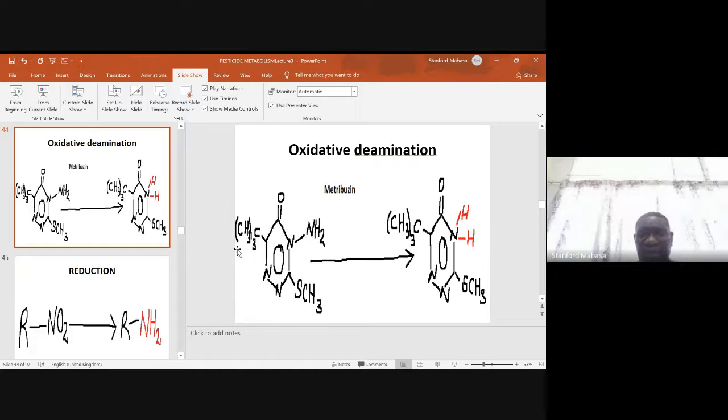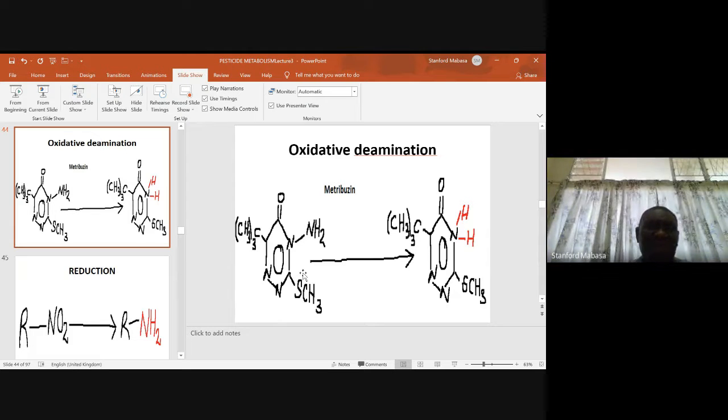Probably by now you should know that if you have got S here representing sulfur, probably apart from oxidative deamination, this can also undergo sulfoxidation or thioether oxidation. Here we are simply adding oxygen to the sulfur. It's another way of deactivating metribuzin.